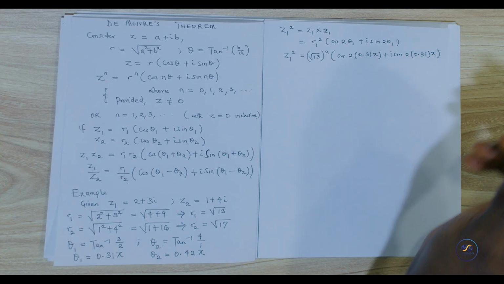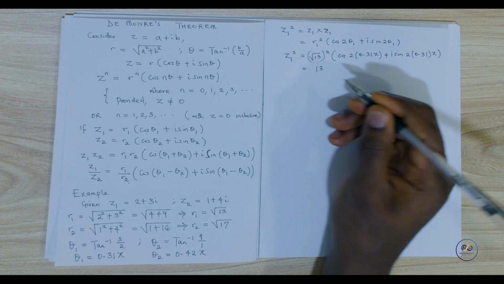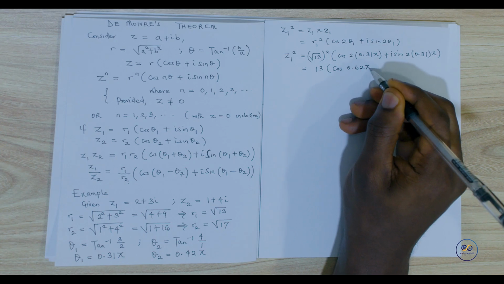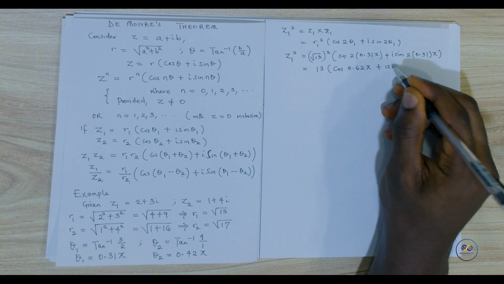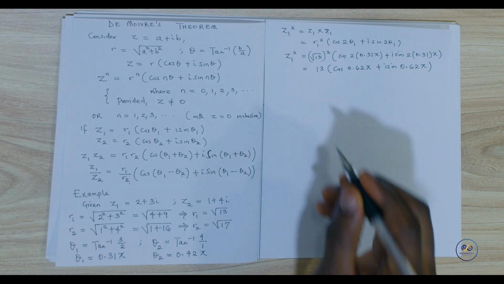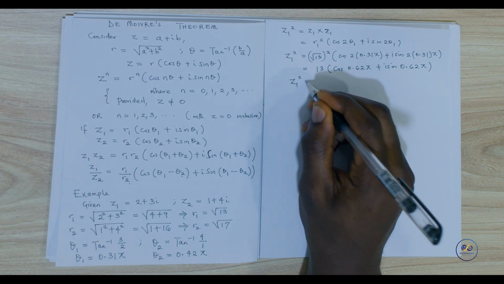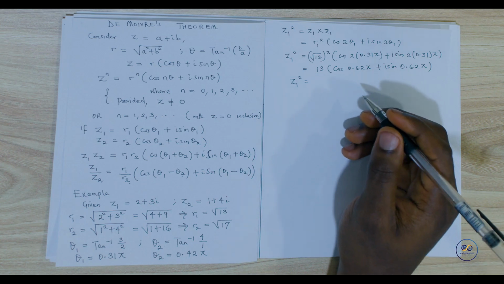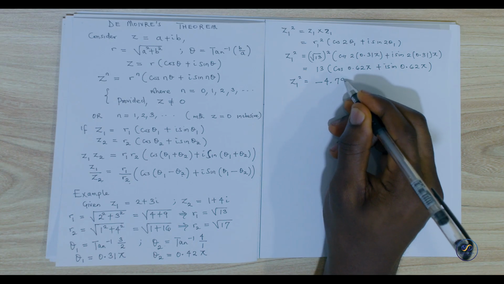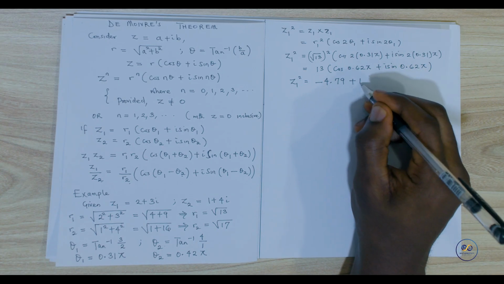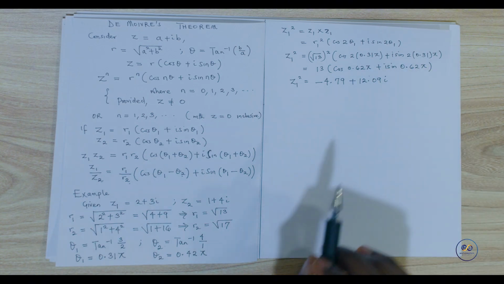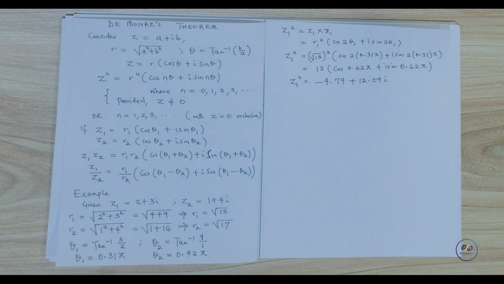Now, do not forget that we can still further simplify this as cos 0.62 pi plus i sine 0.62 pi. So simplifying those values further, we would have that z1 squared will be equal to, as far as this is concerned, minus 4.79 plus 12.09i. This would be the representation of this back in algebraic form.